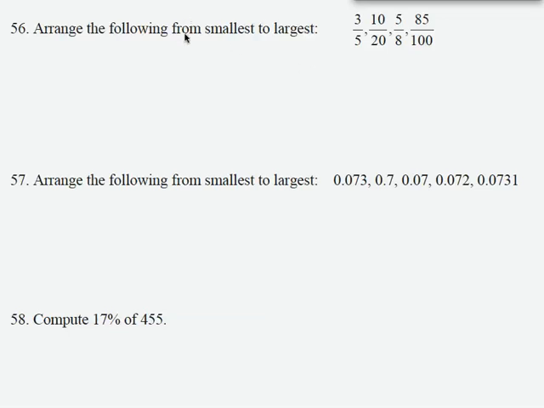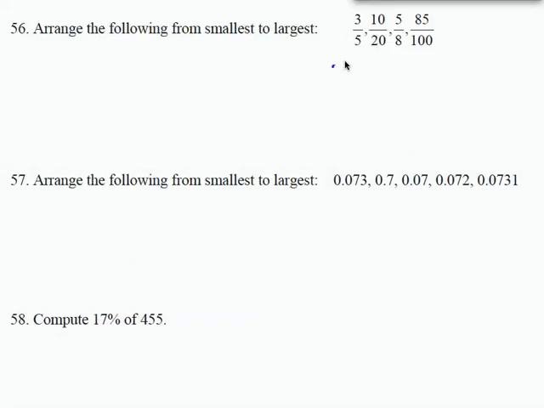In 56, we're asked to arrange the following numbers from smallest to largest. These are all fractions, and there's several ways to go about this problem. I could convert each one of these to a common denominator and then compare the numerators, but now that we're at the end of the course and we know decimals, the fastest way to work this problem is to change each of these fractions to decimals.